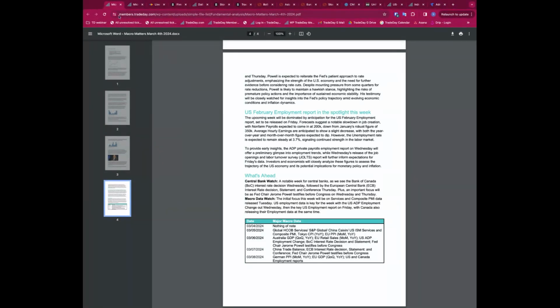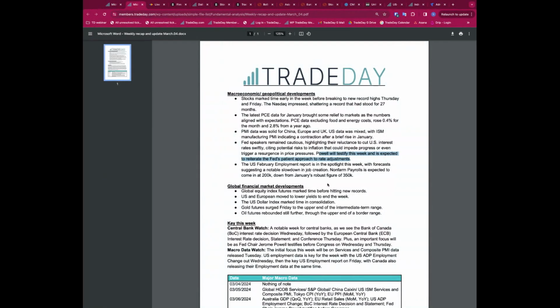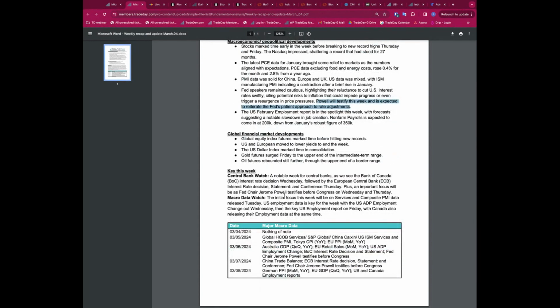So it'll be interesting to see, given more recent data, whether Powell continues with that rhetoric, or whether he maybe opens the door to something a little bit earlier. So we're looking for some kind of indication. Powell testifies to Congress on Wednesday and Thursday of this week.